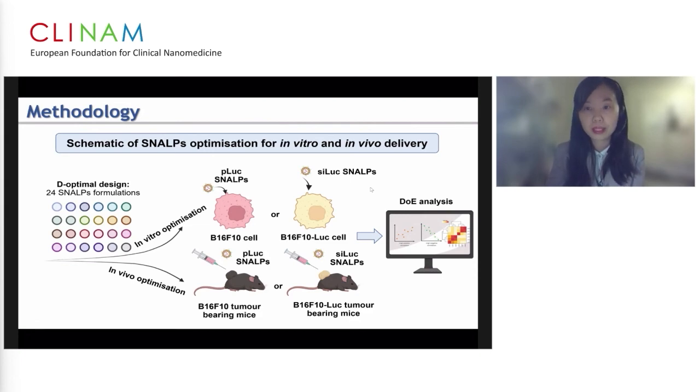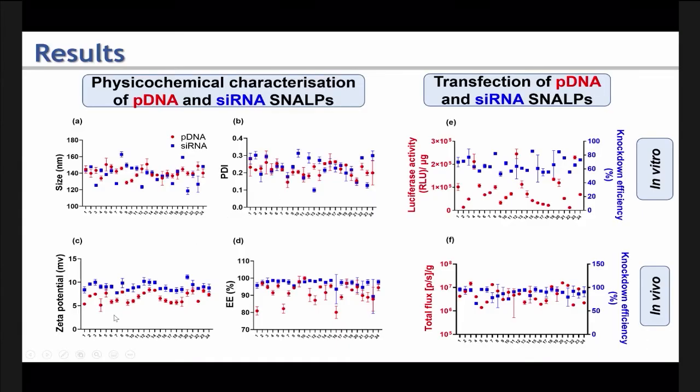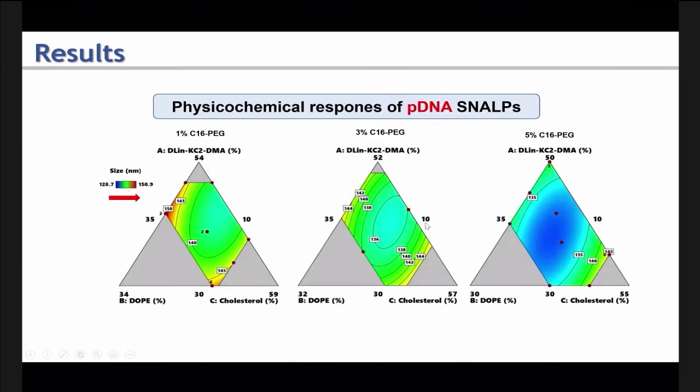Then all the data were put into the DOE software to establish the predict model and then to obtain the optimal lipid composition. Here are the results of the size, PDI, zeta potential, encapsulation efficiency, and in vitro and in vivo transfection efficiency of pDNA and siRNA SNAPs. Then we put all this data into the DOE software and we get this contour. Today, I'm just going to show you the pDNA SNAP as an example.